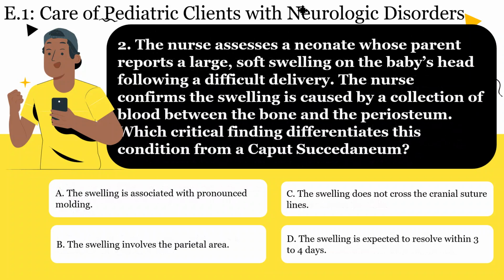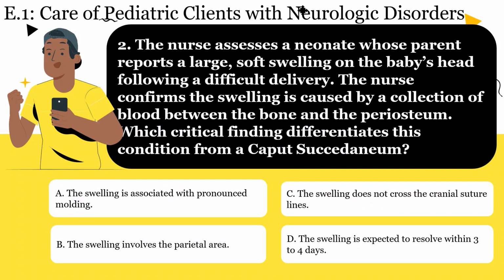Number 2. The nurse assesses a neonate whose parent reports a large, soft swelling on the baby's head following a difficult delivery. The nurse confirms the swelling is caused by a collection of blood between the bone and the periosteum. Which critical finding differentiates this condition from a caput succedaneum?